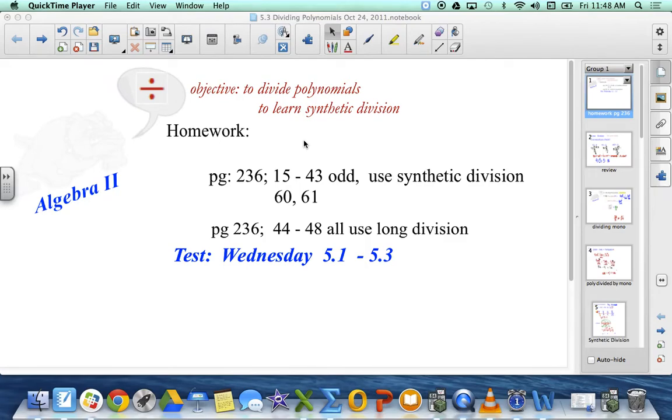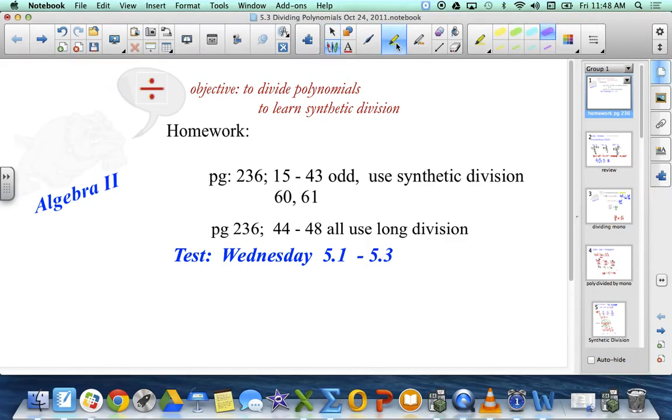So the homework tonight is on page 236, 15 through 36 all, and this is different than what's on the worksheet. You're supposed to use synthetic division to get your answers. We're going to wait and do 236, 44 through 48 all using long division on Monday. We're having a test on sections 5.1 to 5.3 on Monday.